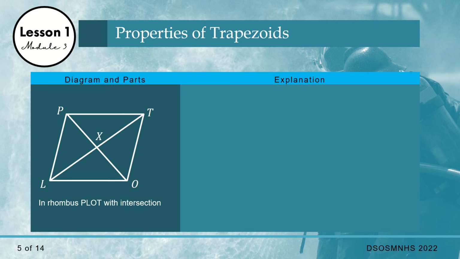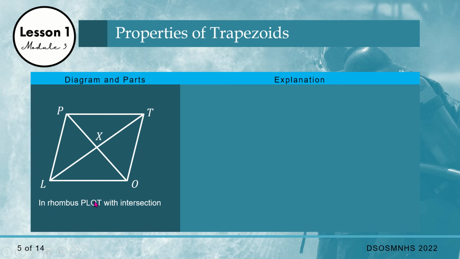So more or less, it has the same properties as a square. The sides of the rhombus are all the same, but the diagonals are not equal. Diagonal PO is shorter than diagonal LT. So therefore, PX is equal to XO, while LX is equal to TX. TX is not equal to OX. Again, diagonal PO is shorter compared to diagonal LT.